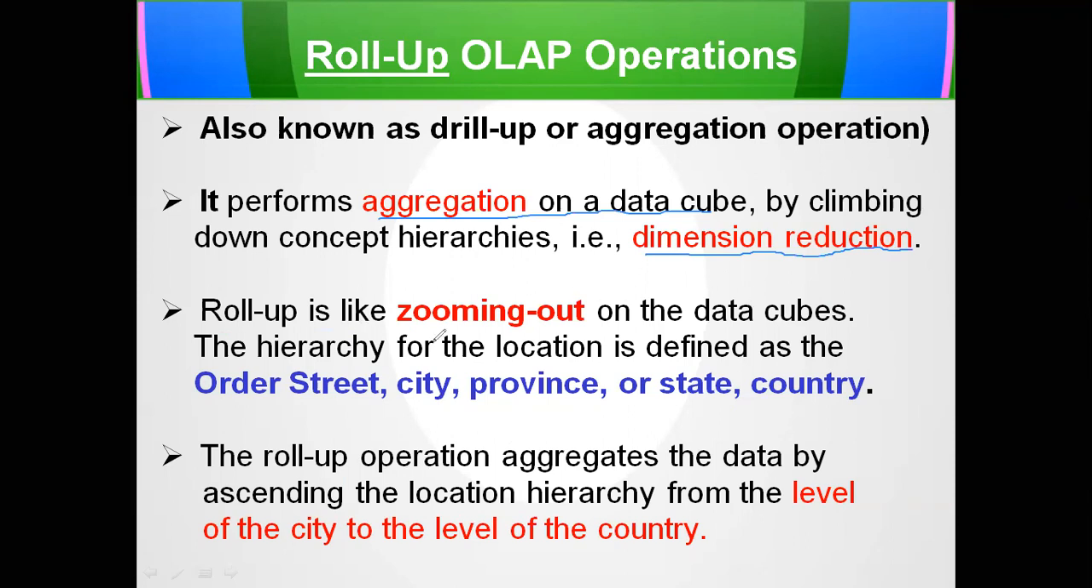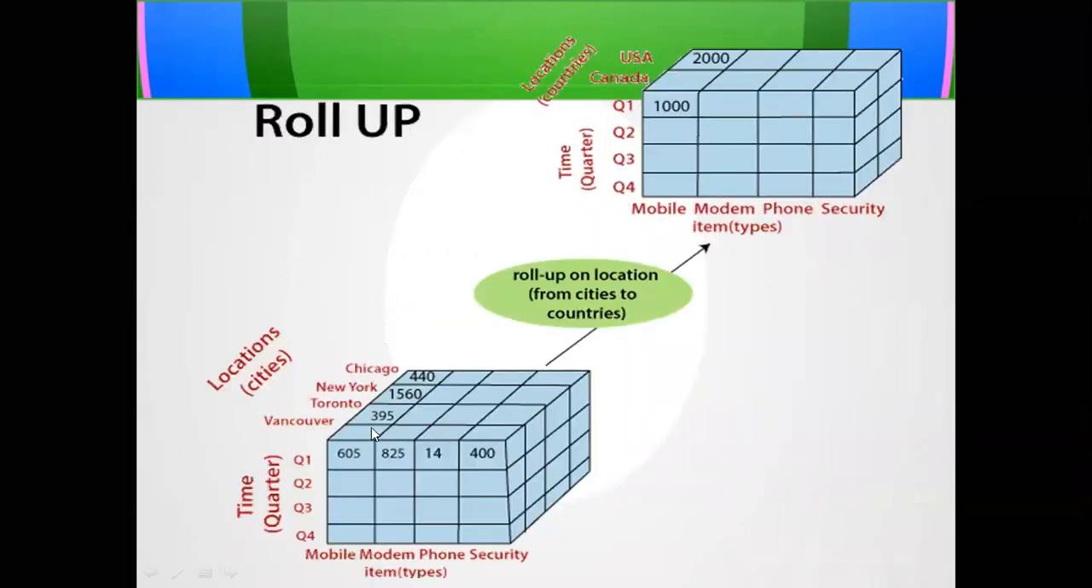Then roll-up operation is also called as the zooming out on the data cube, right? The hierarchy for the location is defined as this. As we discussed, street can be converted into city, city can be converted into state, state can be converted into country, right? The roll-up operation aggregates the data by ascending the location hierarchy from the level of the city to the level of the country, right? I hope students you are clear with this one. Example we will see here in the next slide. See, this is my original cube. This is my original cube.